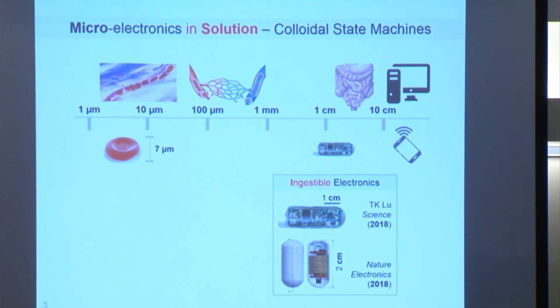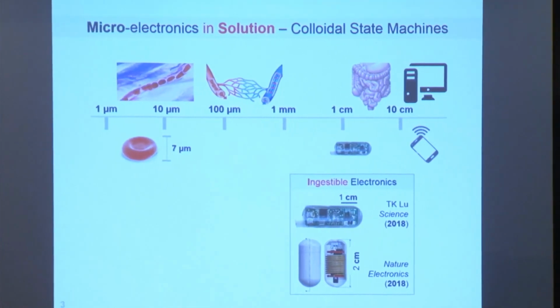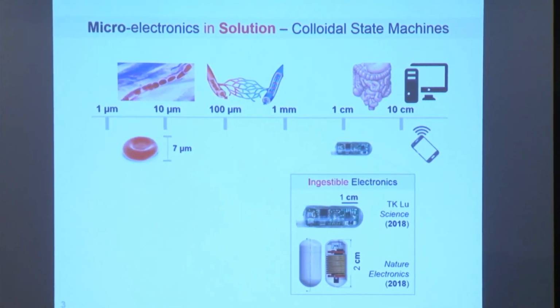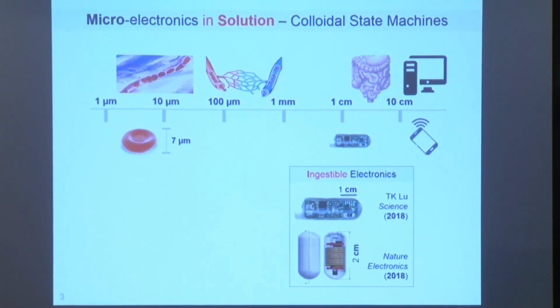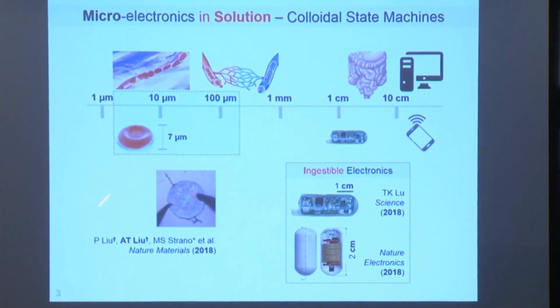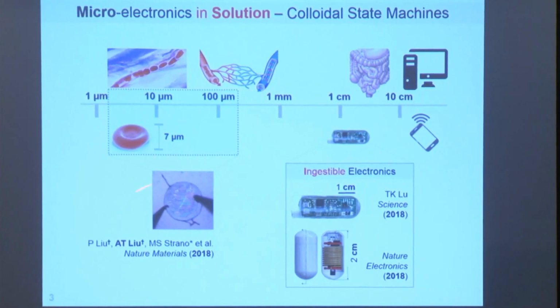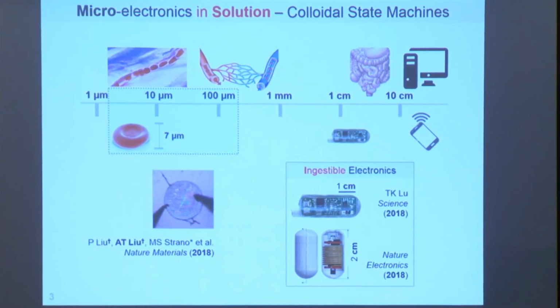And of course, if you don't want your electronics to clog up the blood vessel, you probably want to make them smaller, similar to the size of a red blood cell. Our lab has made some effort in constructing fully functionalized electronic systems that can function autonomously inside a solution. But that's not the focus of the talk today. Today, I want to talk about energy and how to power these systems on a microscale.